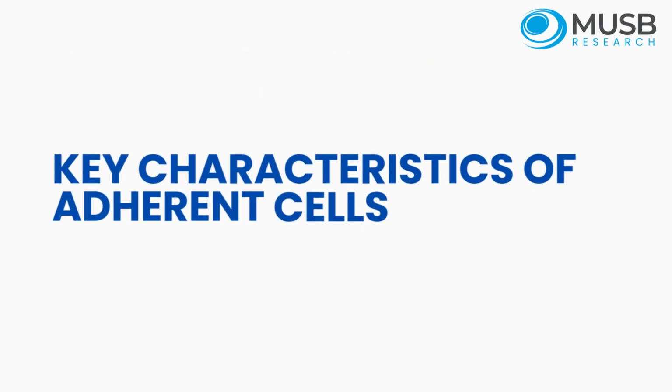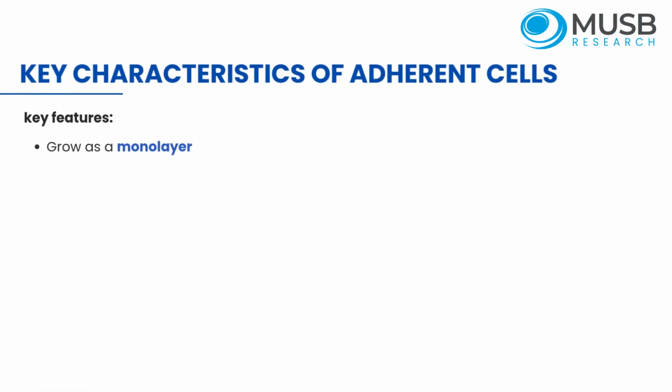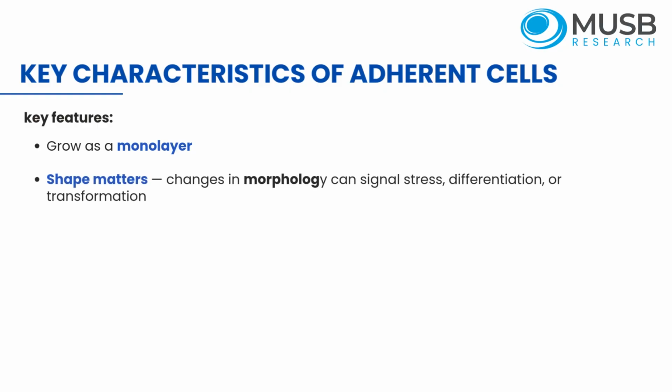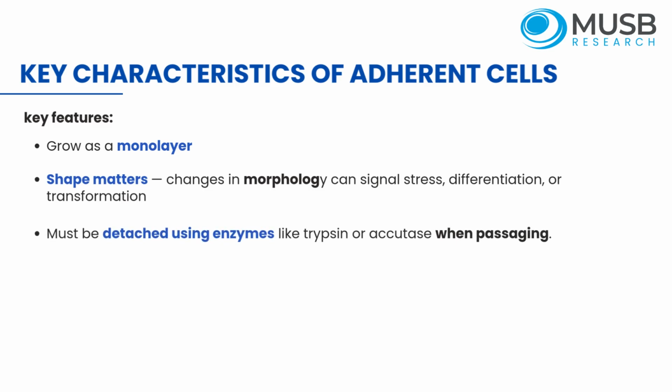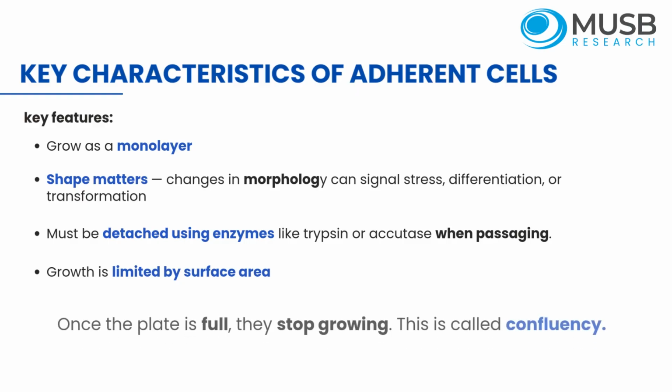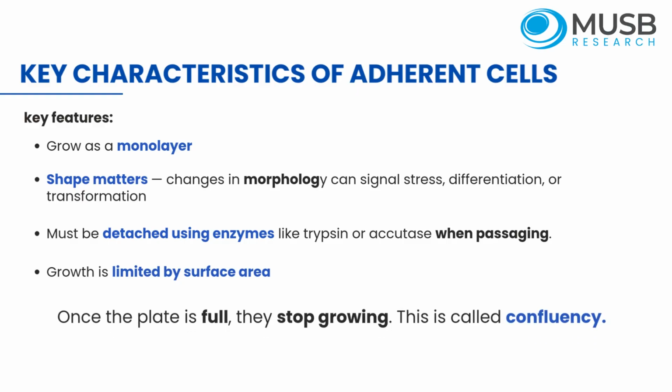Key characteristics of adherent cells. Here are the key features. 1. They grow as a monolayer, meaning one flat layer across the surface. 2. Their shape matters. Changes in morphology can signal stress, differentiation, or transformation. 3. They must be detached using enzymes like trypsin or Accutase when passaging. 4. Their growth is limited by surface area, not liquid volume. Once the plate is full, they stop growing. This is called confluency.